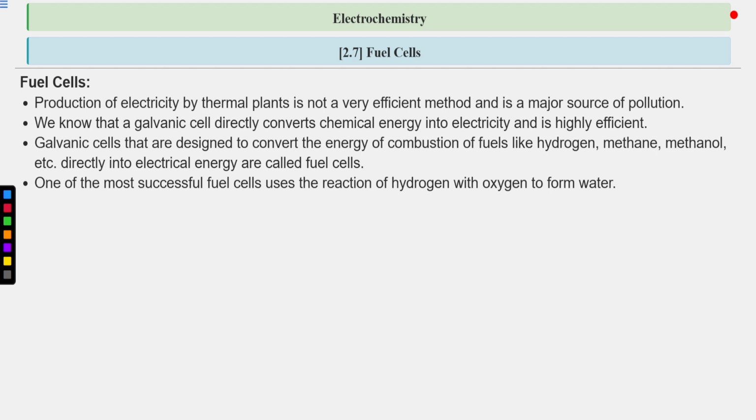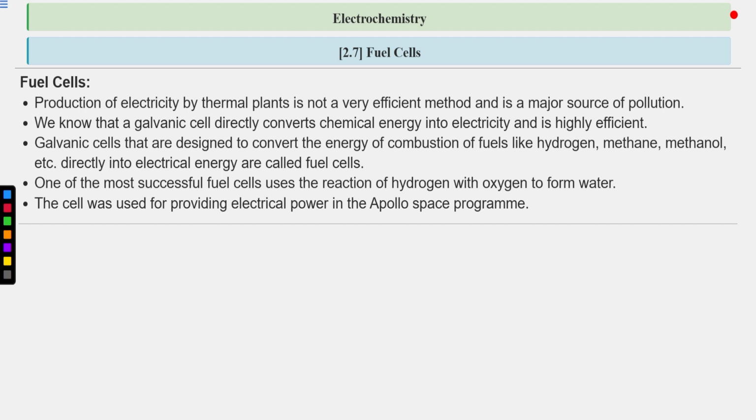One of the most successful fuel cells uses the reaction of hydrogen with oxygen to form water. Basically, it is the combustion reaction of hydrogen with oxygen to get water as a product. This is the most used, or you can say the most successful, fuel cell, in which this reaction goes on between hydrogen and oxygen to get water as a product.